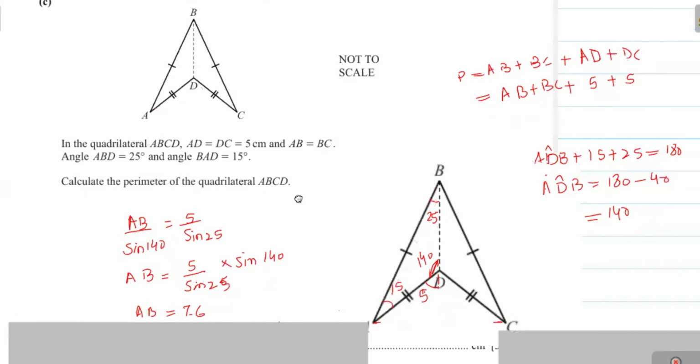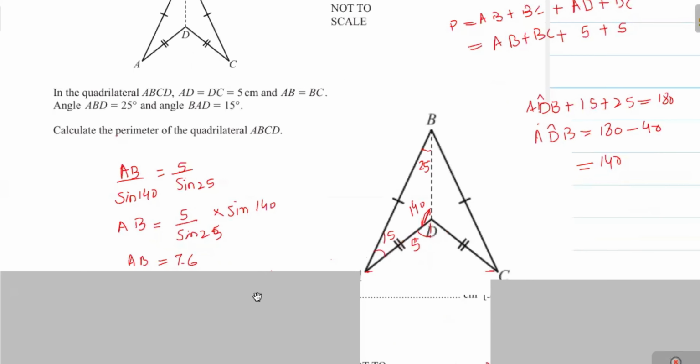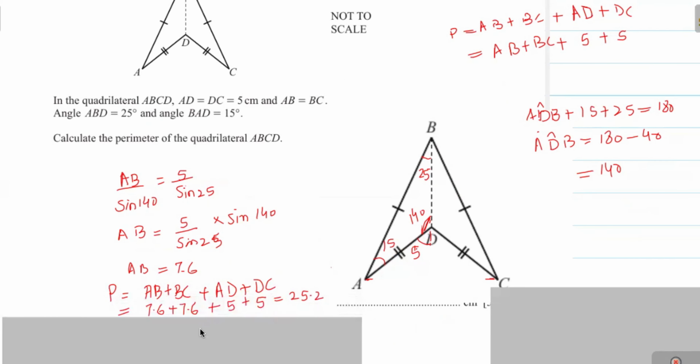Now we substitute the value in this perimeter. AB is 7.6, and because the AB and BC lengths are equal, BC is also 7.6. Now AD and DC are given as 5 centimeters. We put the values here. Now this value equals 25.2.